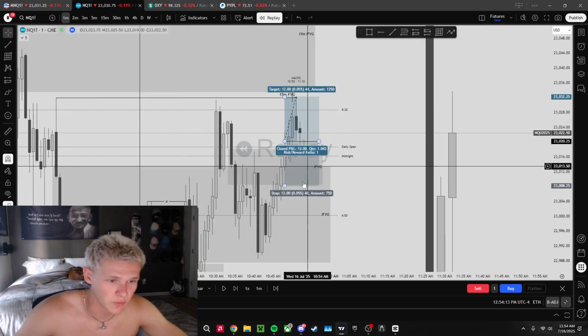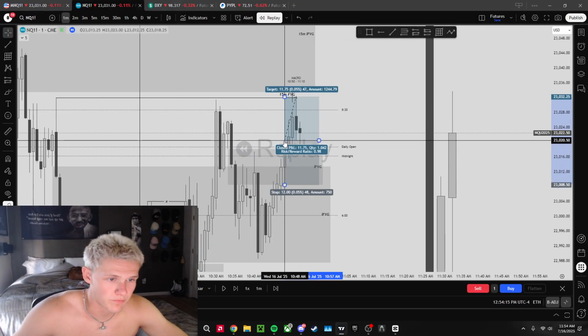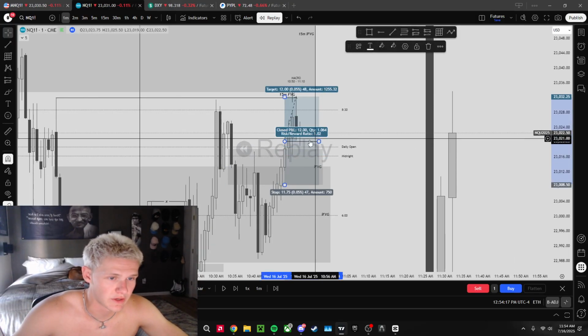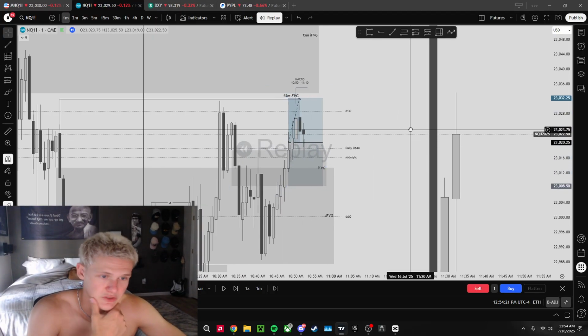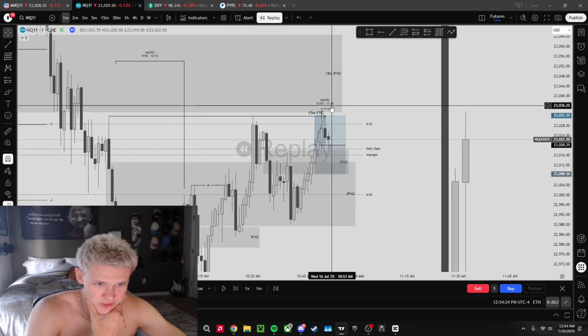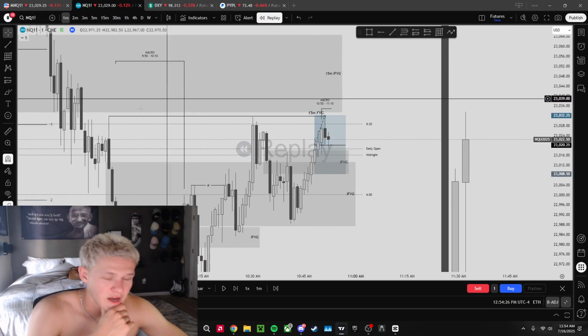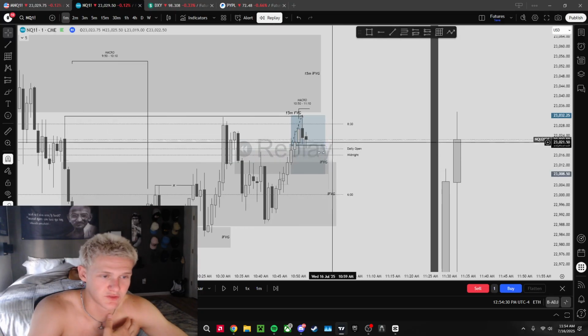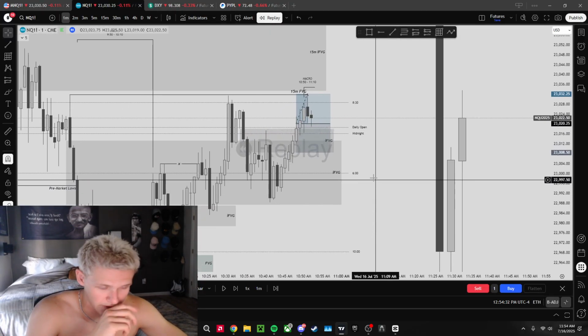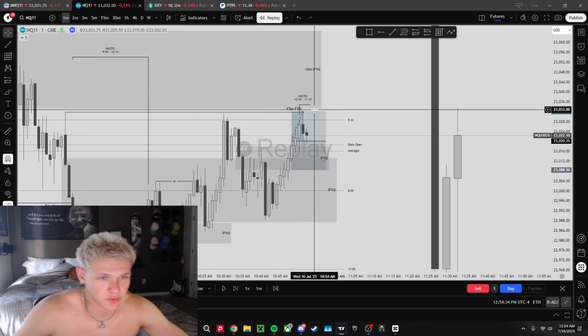This is probably what I took, something like this. So just a small little 1-to-1. It only took 3 minutes to get out of this trade, but we're just catching the extension on this distribution leg. Very obvious draw on liquidity. Macro is helping us out here. We're super above daily open, midnight open. A lot of confluence pointing towards this trade.